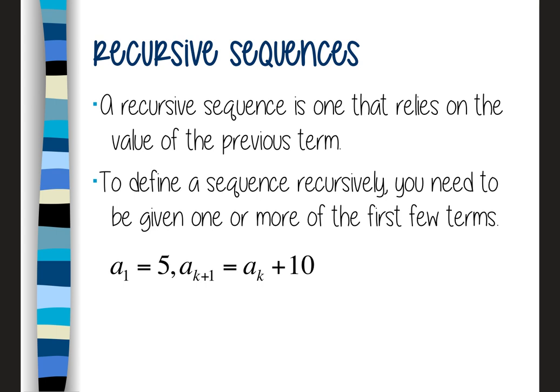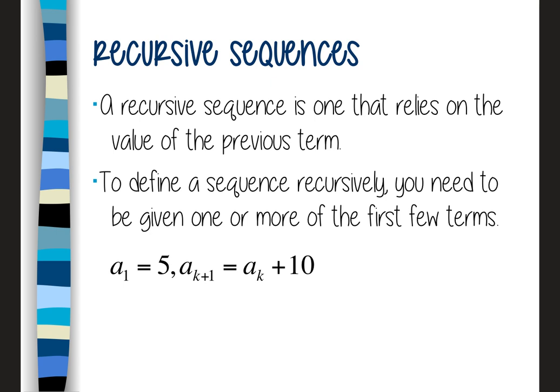All right, recursive sequences are next. A recursive sequence is one that relies on the value of the previous term. So you take the previous term and do something to it to get this one, then do the same thing to this one to get the next one. For example, a recursive sequence could be the even numbers, because if I take 2 and add 2 to it, I get 4. I add 2 to it, I get 6. So you're always basing it on the previous one.